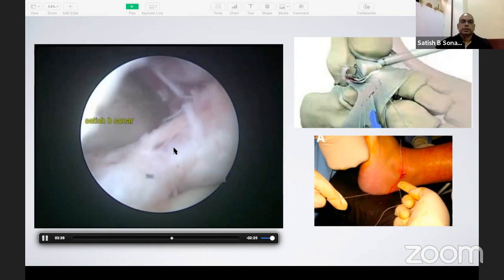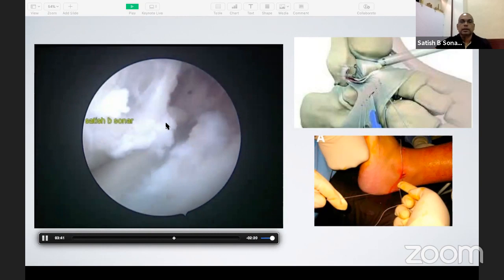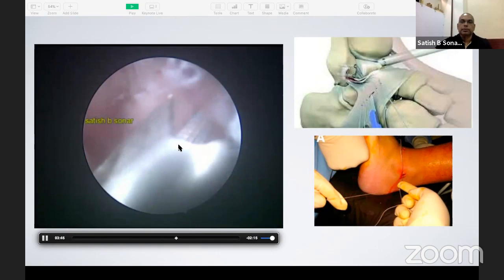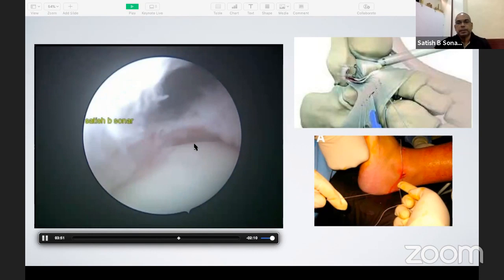So this is the ligament. Then I pass clear this distal fibula, pass the inserter for inserting the anchor. First I insert the proximal anchor. Previously I used to use a metal anchor, but nowadays I use the suture fix anchor.